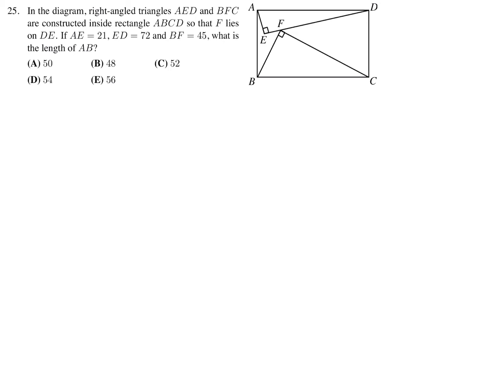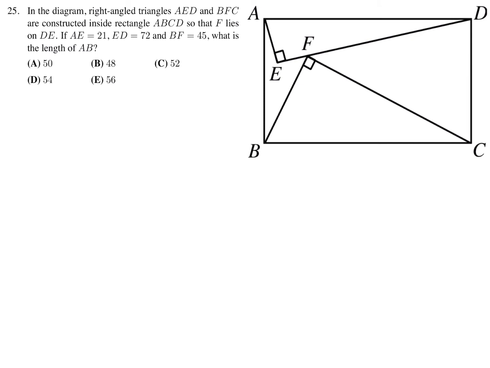In the diagram, right-angled triangles AED and BFC are constructed inside rectangle ABCD, so that F lies on DE. If AE is 21, ED is 72, and BF is 45, what is the length of AB?